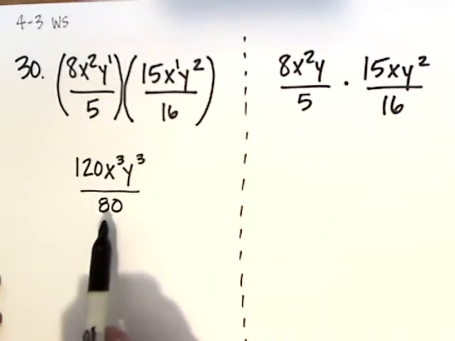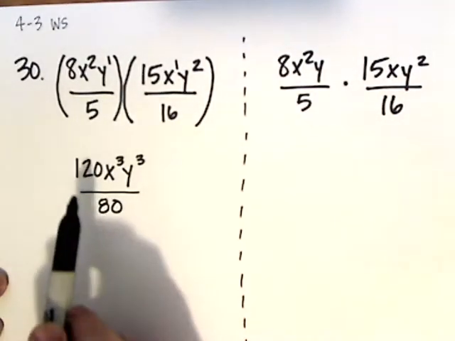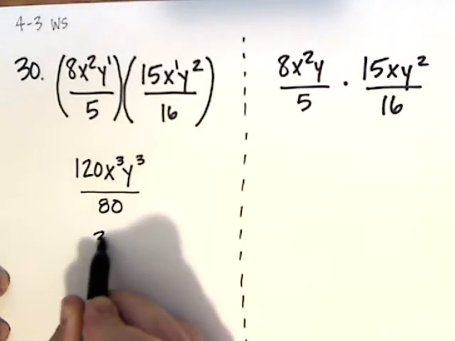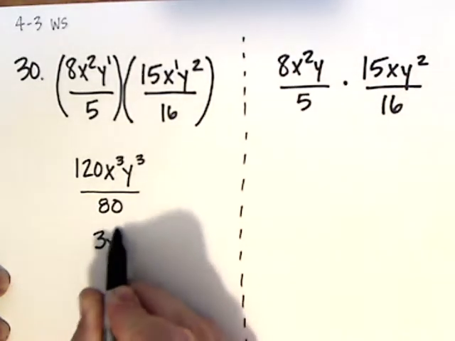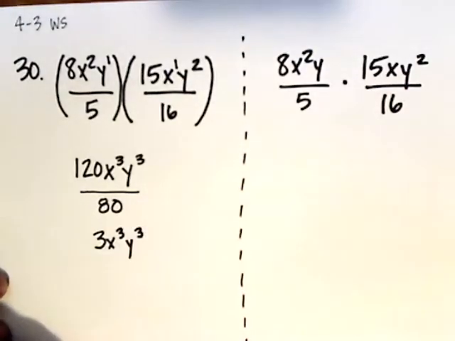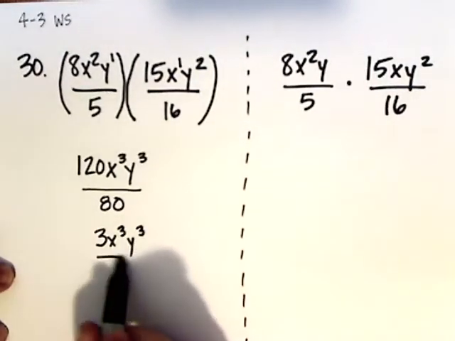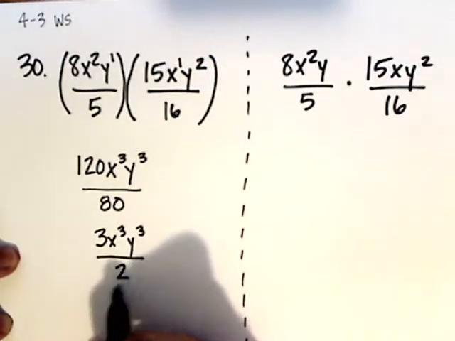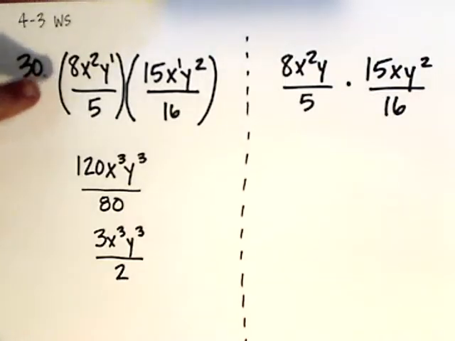120 can be divided by 40, 80 can be divided by 40. So I can take 120 divided by 40, and you can use a calculator if you need to. That gives you 3. Now the x to the third and the y to the third are not going to change, so they're going to still be there. Down on the bottom, I have 80 divided by 40, which is 2. So this problem up here, 8x squared y over 5 times 15xy squared over 16 ends up being 3x to the third, y to the third over 2.